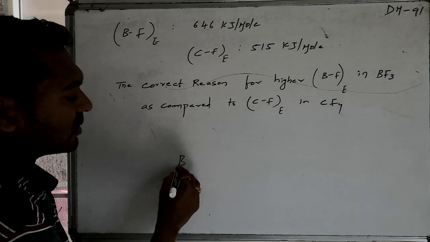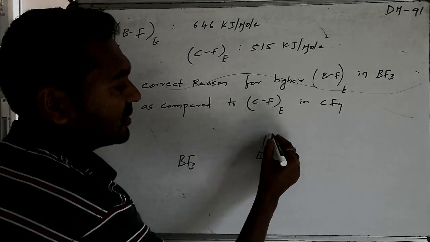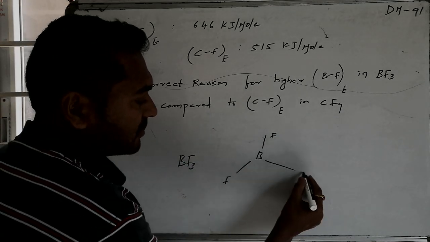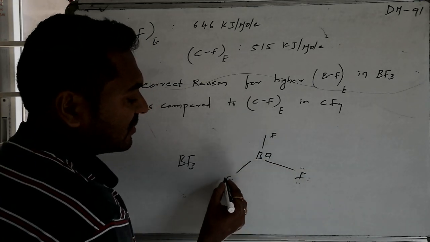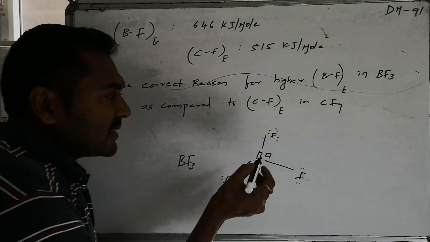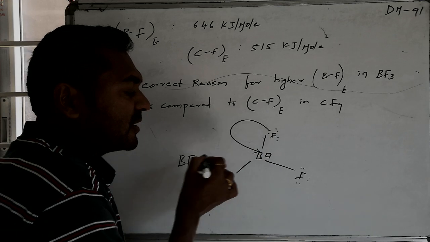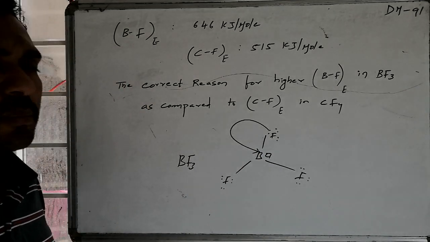Suppose I go for boron trifluoride, that is BF3. We will write the regular structure of boron trifluoride like this. But boron has a vacant orbital, and fluorine has lone pairs: one lone pair, second lone pair, third lone pair, like this. The lone pair present on any one of the fluorines is donated towards the vacant orbital of the boron.